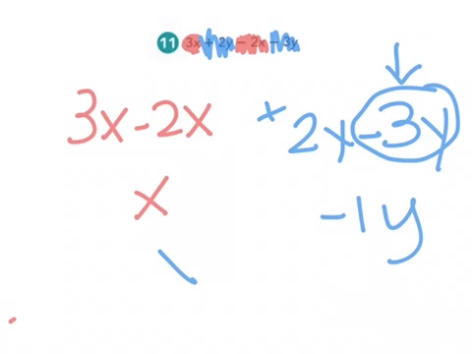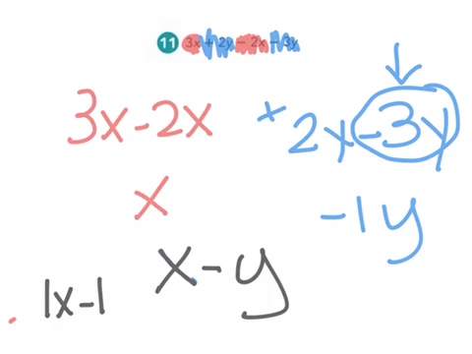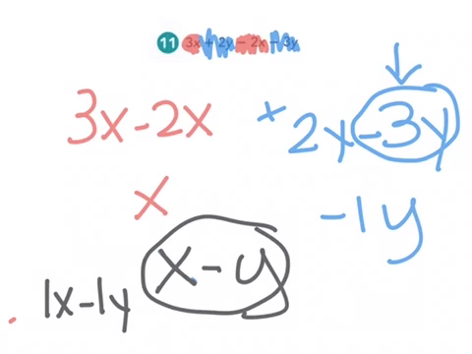So this answer is x minus y. Or if you have 1x minus 1y, that's the same thing. 1 times a number is always itself. So this is the best answer because there's just a 1x and a negative 1y. So that's just x minus y. Now try some on your own.